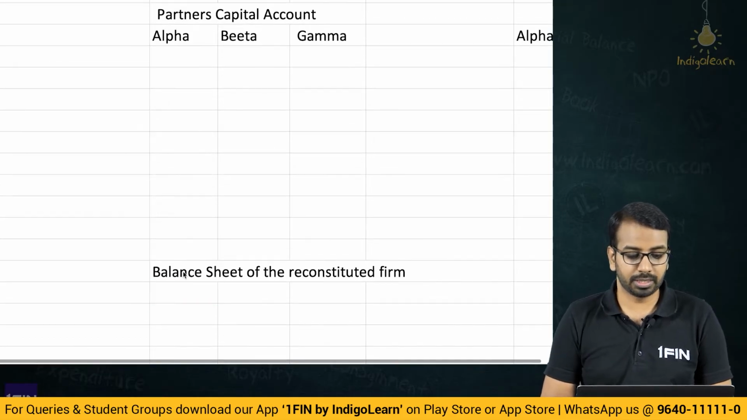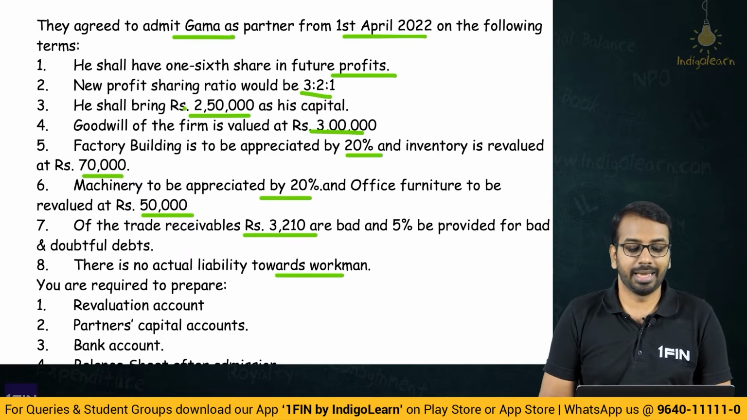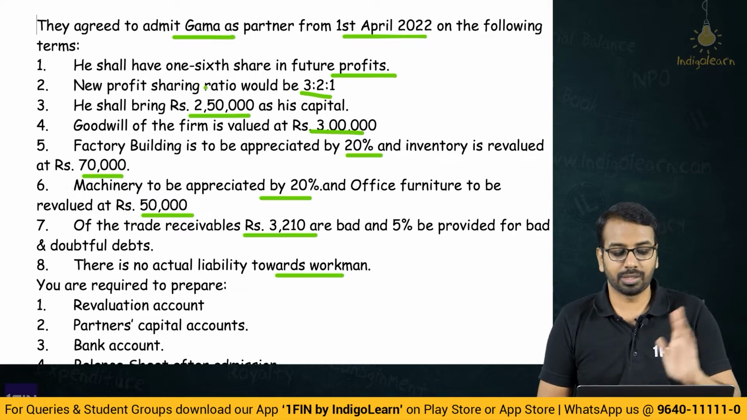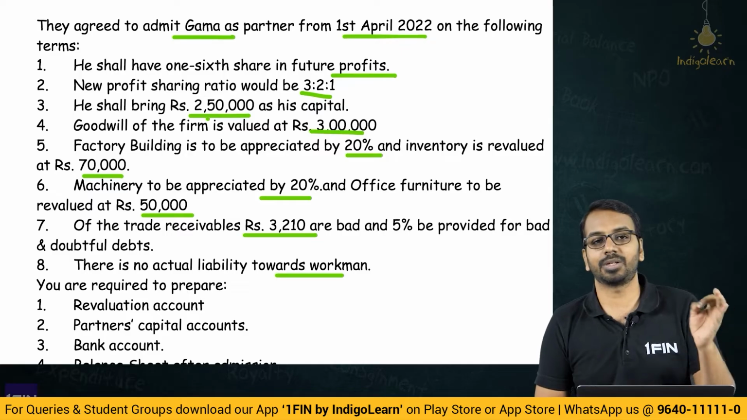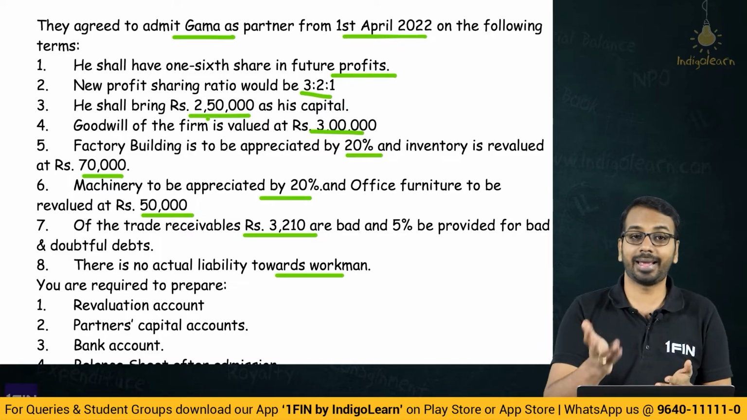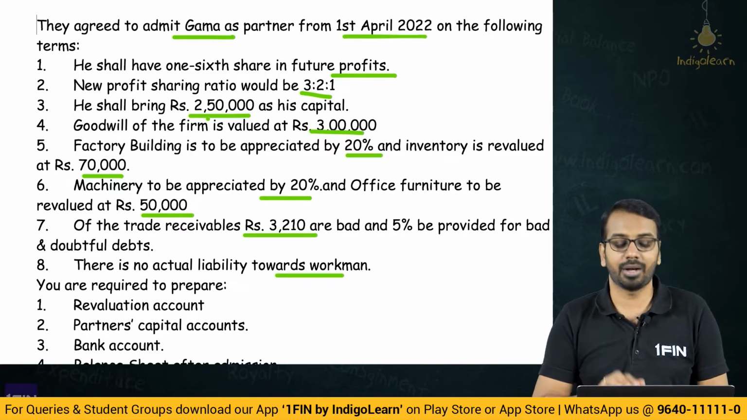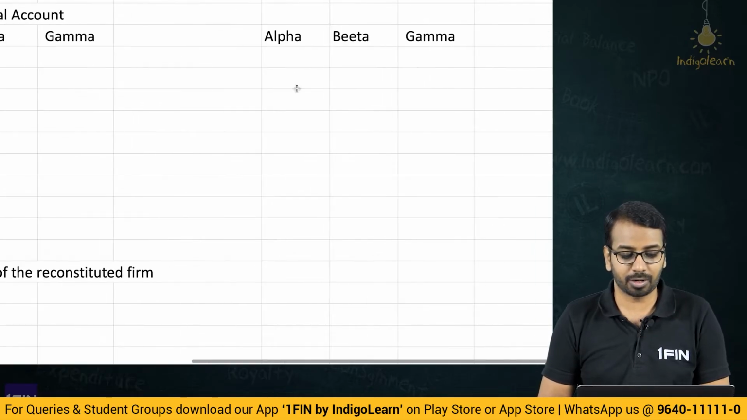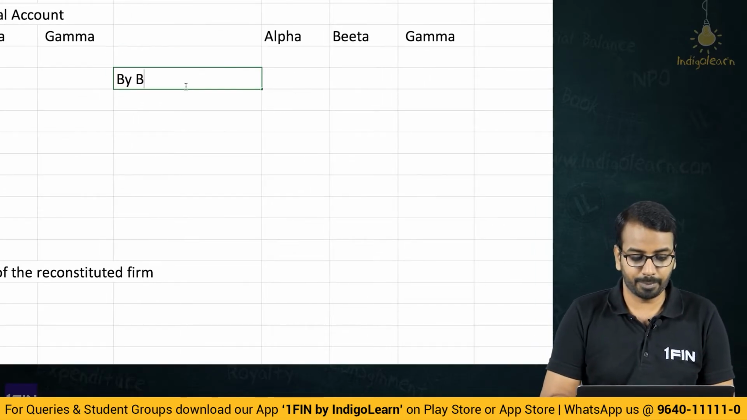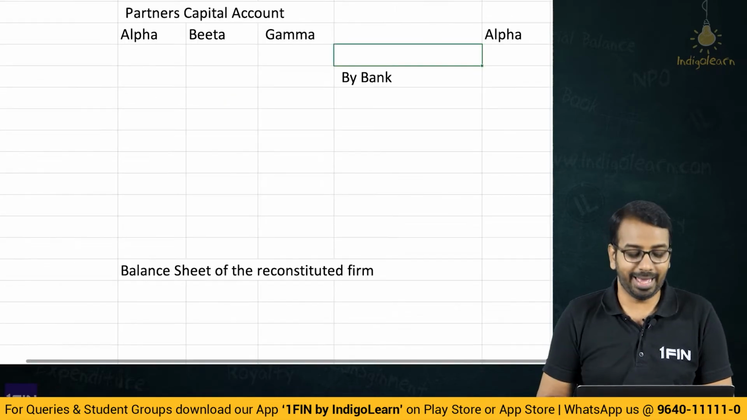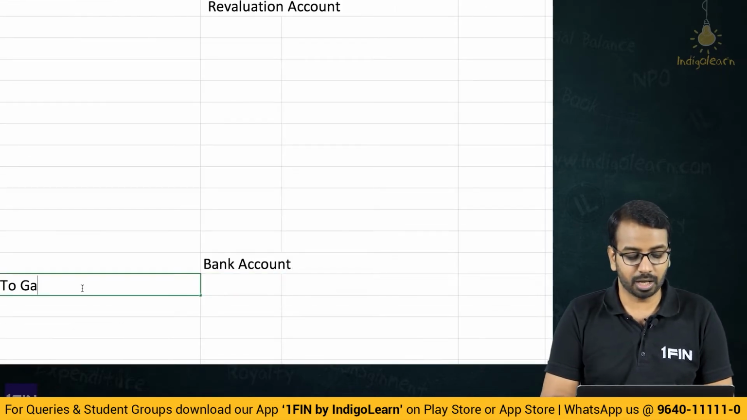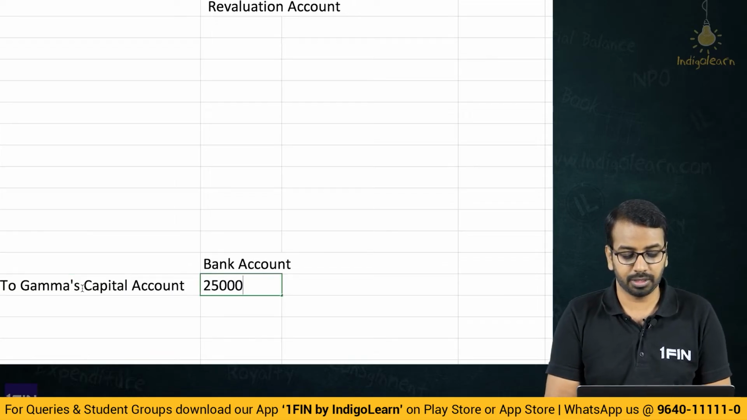Okay. So let's come back to the question. They agreed to admit Gamma. Okay. He shall have 1/6 share in future profits. Fine. New profit sharing ratio is given. He shall bring 2,50,000 as his capital. What is the entry? Debit bank account, credit Gamma's capital account. So in Gamma's capital account, you would say by bank account 2,50,000, and in the bank account you would say to Gamma's capital account 2,50,000.